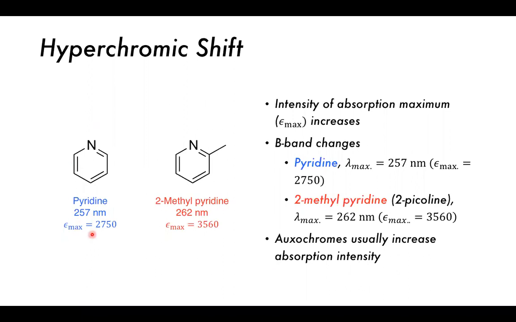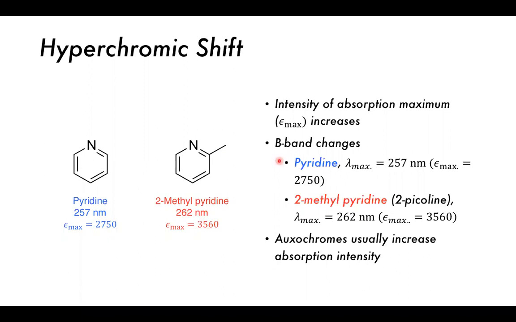Then we have 2-methylpyridine here, which is very similar. It's just at the 2 position that we have a methyl group. This methyl group can actually affect the intensity of the absorbance. If we have the epsilon max, the maximum absorbance at the peak maximum, of 2,750, and we add this methyl group, it increases to 3,560, which is a pretty substantial increase, about a 25% increase.